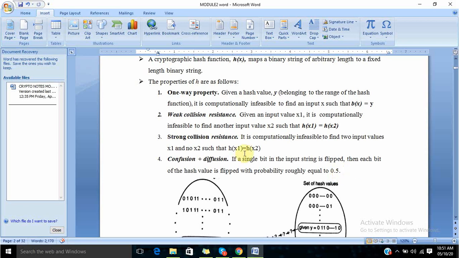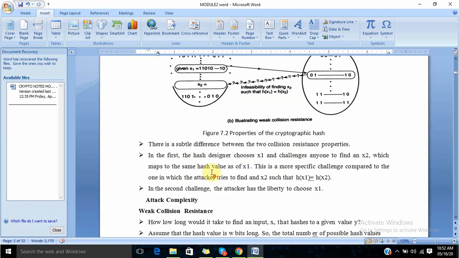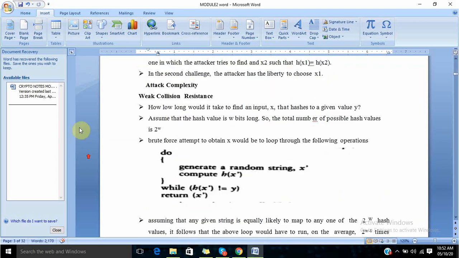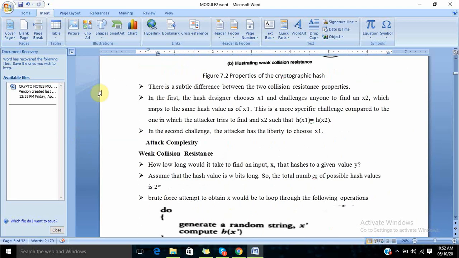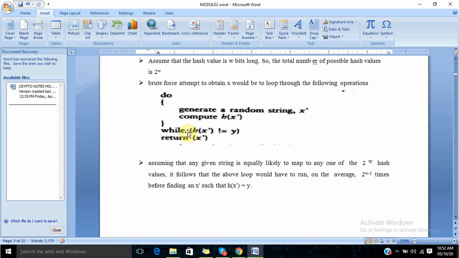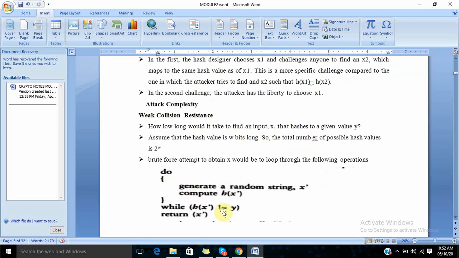See, even if one bit is changed, then all the bits will be flipped. That's what they are telling, and that probability is equal to 0.5. That is what the confusion plus diffusion property says. So this is the whole understanding. Programmatically, they have given students this program telling the weak collision resistance.